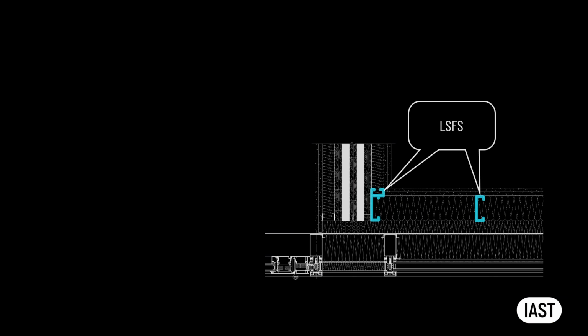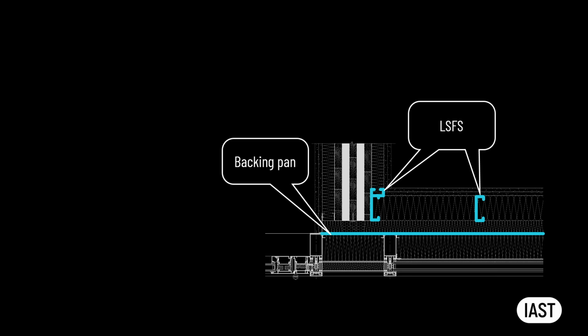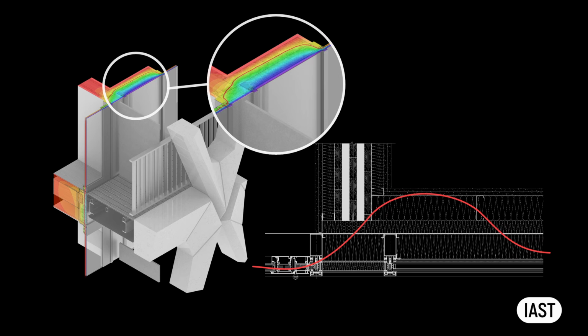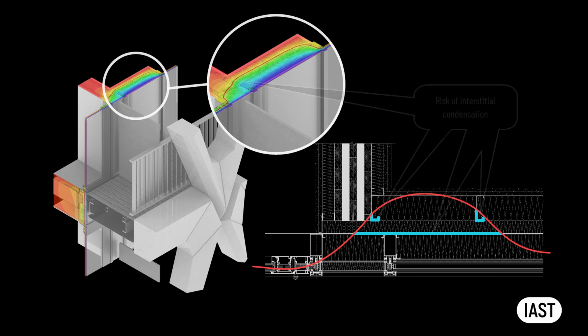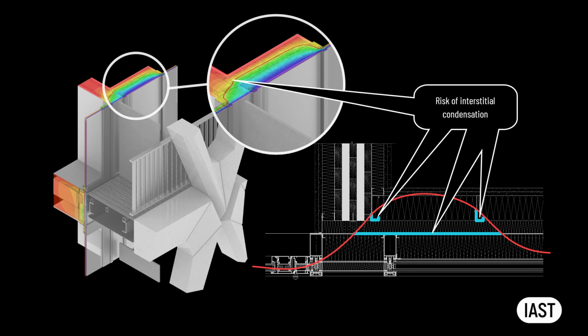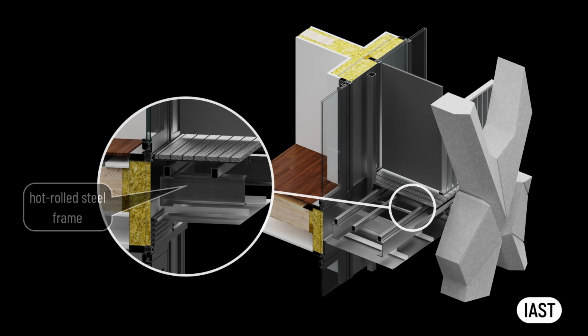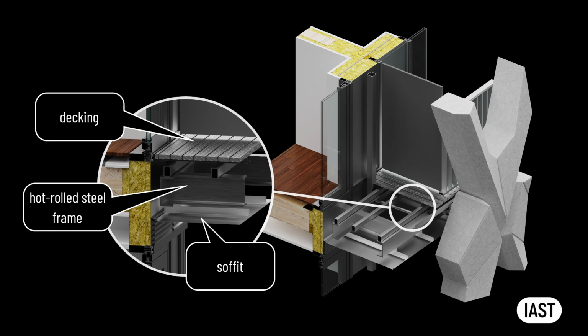The lightweight steel frame behind concrete panels, as well as curtain wall backing pan, are positioned in the dry zone. It should be acceptable for these elements to be made out of light-gauge galvanized steel. However, these elements need to be adequately protected against corrosion, which may result from interstitial condensation. We will discuss this in the building physics module of the course. The brackets of concrete panels, as well as fixings and anchors, are made of stainless steel. Balcony hot-rolled steel frame is covered by aluminium decking and soffit.